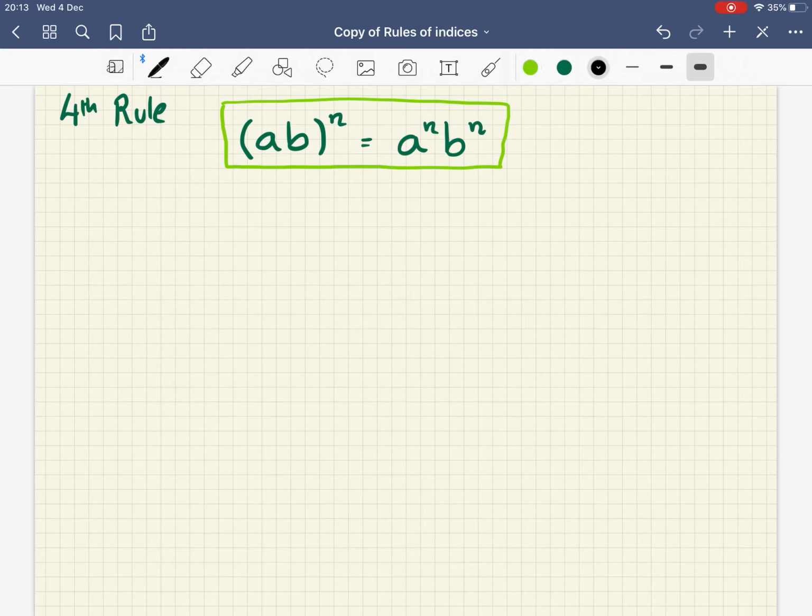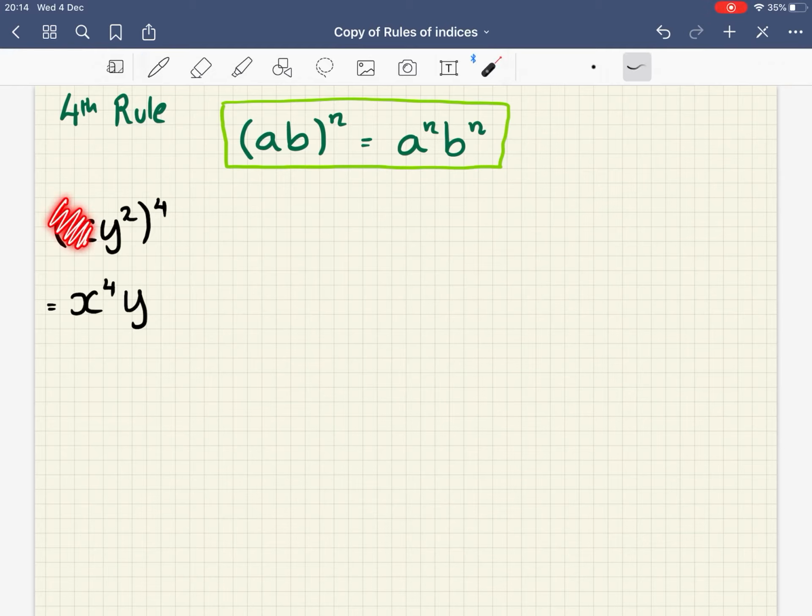So just an easy example to start off with. If I have x, y squared, to the power of 4. So the x is affected by the 4 separately. The y, well, it's already got that squared there. So imagine this wasn't here. Imagine we just had this y in the bracket on its own. From our previous rule, we know we need to multiply those powers together. So we have x to the power of 4 and then y to the power of 8.